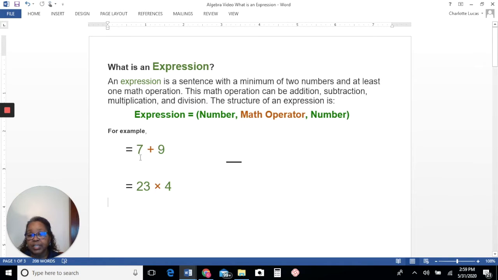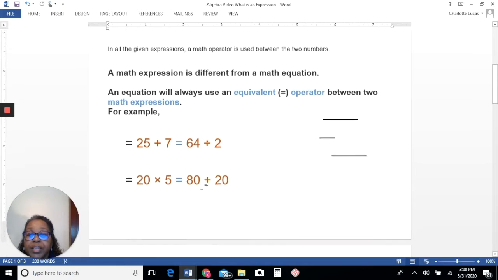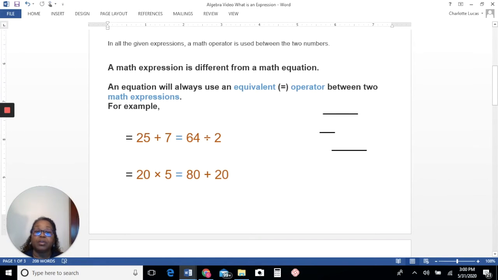So here we have an example. Here's the number 7. In between that is the math operator, which is addition, and then another number. Let's use another example. Here we have two numbers, and in between is a math operator, and this time the operation is multiplication. So an expression has two numbers, and in between that is a math operation, which is addition, subtraction, multiplication, or division. So now let's look at what is a math expression compared to a math equation.